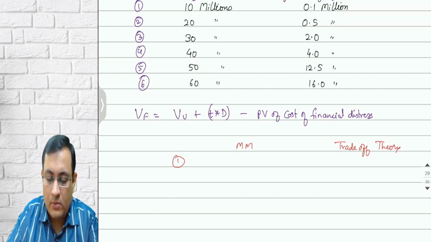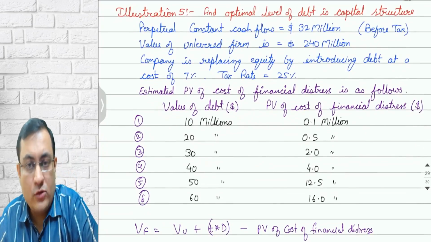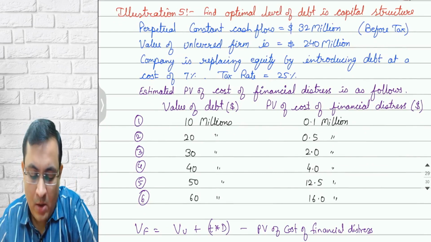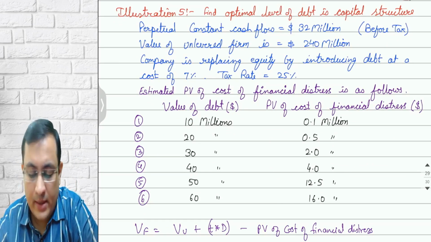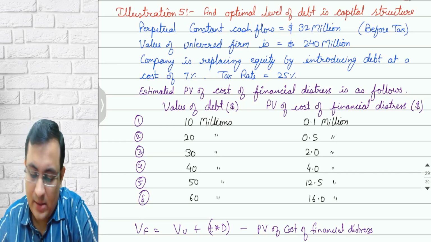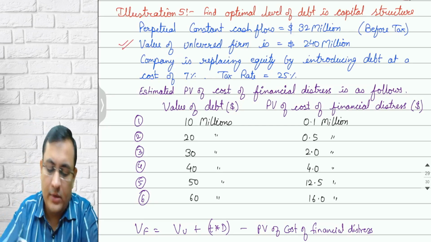Level 1, VU, what does it say? Perpetual constant cash flow is 32 million before taxes. Value of unlevered firm in this case is 240 million. Company is replacing equity by introducing debt at the cost of 7%, cost of debt, and the tax rate is 25%. So we already have a value of levered firm.